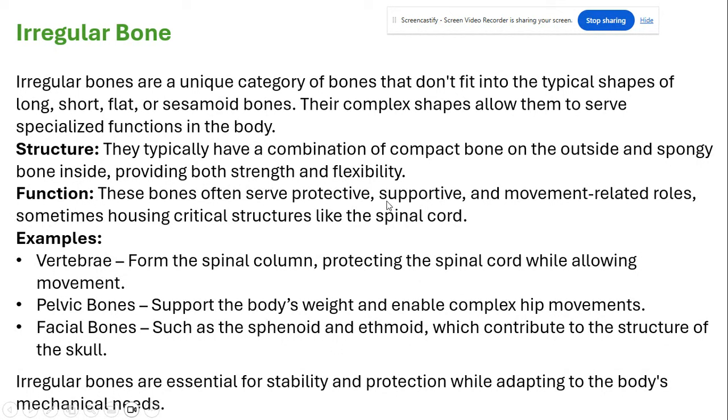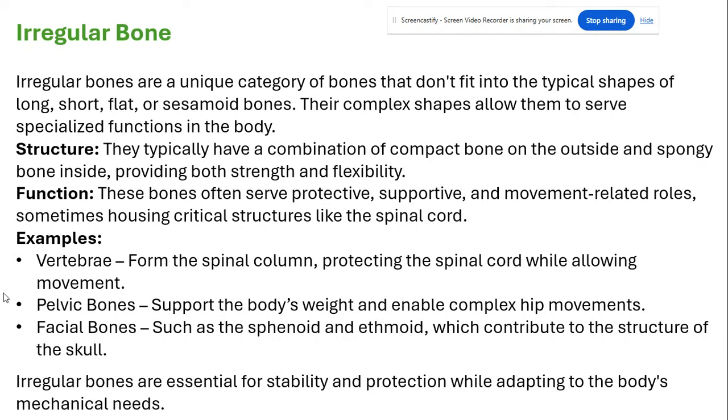These bones often serve protective, supportive, and movement-related roles, sometimes housing critical structures like the spinal cord. Vertebrae form the spinal column. Imagine not having vertebrae at all. It would be very difficult for humans to survive without one, yeah? Protecting the spinal cord while allowing movement. Pelvic bones support the body's weight and enable complex hip movements. Facial bones such as the sphenoid and ethmoid bone contribute to the structure of the skull. So it's irregular, but imagine how important it is.